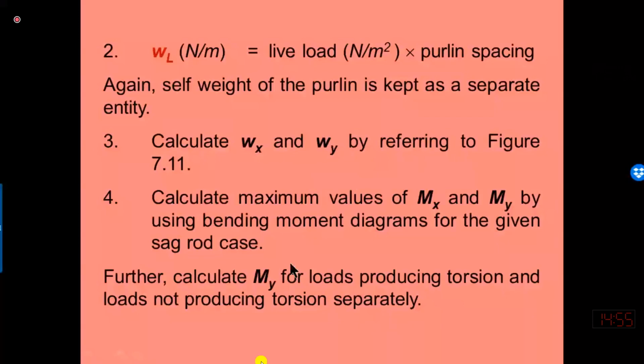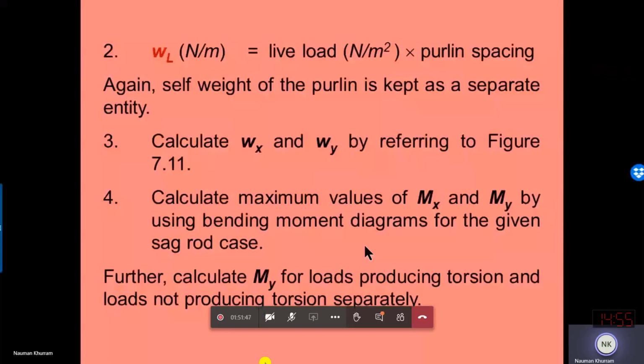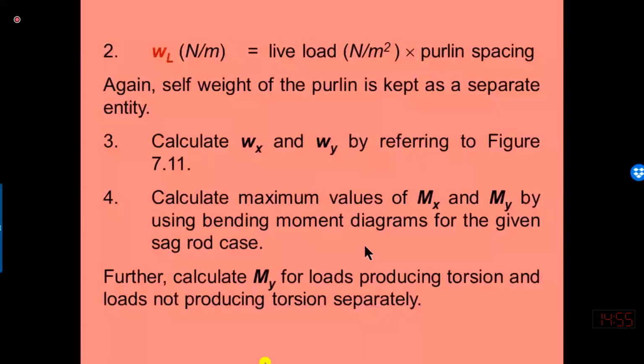Further, calculate My for the load producing torsion and the load not producing torsion. So all types of load, the self weight, the x component of the self weight and the x component of all the applied load, are producing bending moment about the x axis. But the self weight is only producing the bending moment about the y axis. But the lateral component of all the applied load is also producing the torsion along with My. So we are keeping both terms separate. You will see in the solution.